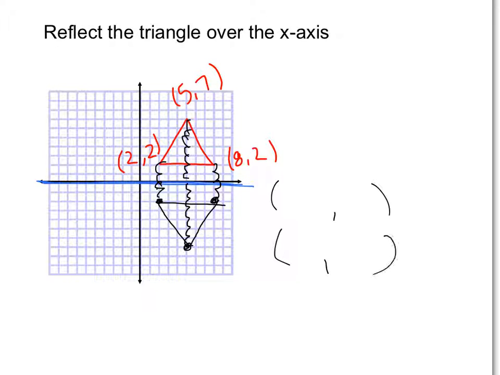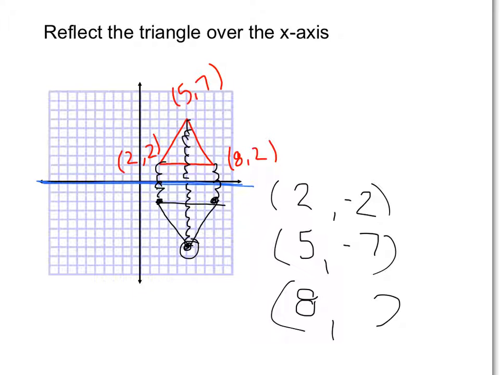So let's see here. My top left point here is right 2, so positive 2, down 2, so negative 2. This bottom point down here is over right 5, so positive 5, and down 7, so negative 7. And my last point is to the right 8, so positive 8, and down 2, so negative 2.